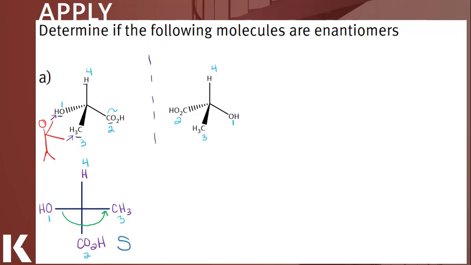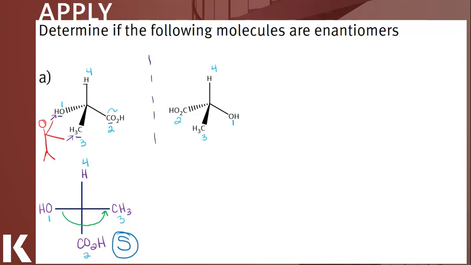And then we need to check our lowest priority group, that hydrogen. Is it going into or out of the page? Well, it's on a vertical line, and in Fisher projections, that means it's going into the page, which is exactly what we want. We do not need to change our designation. This molecule is S.